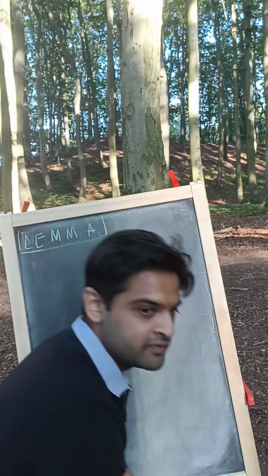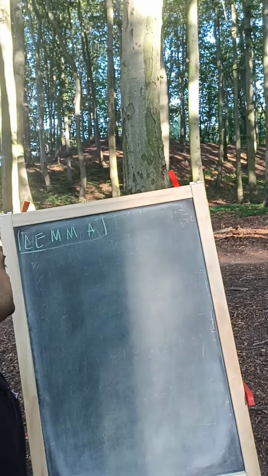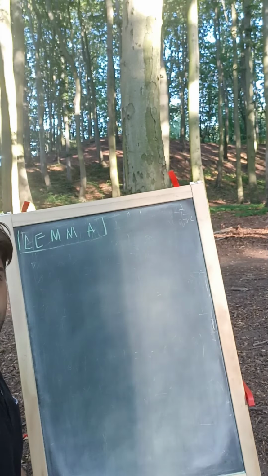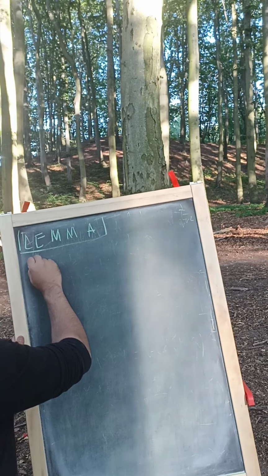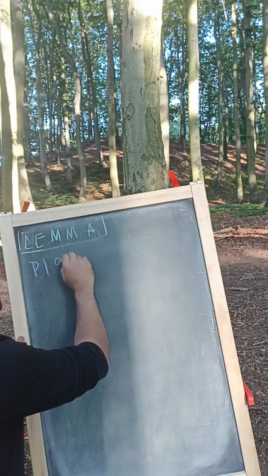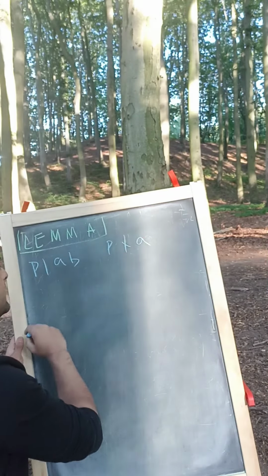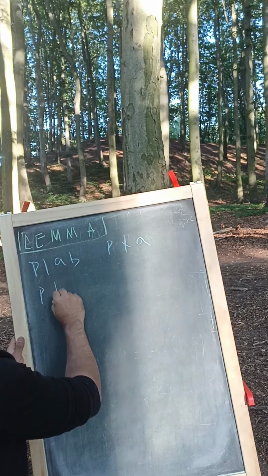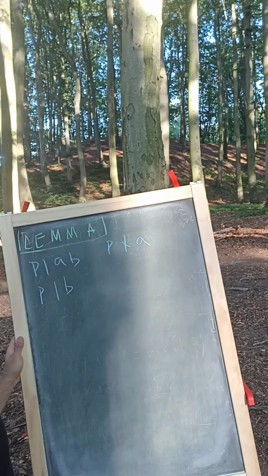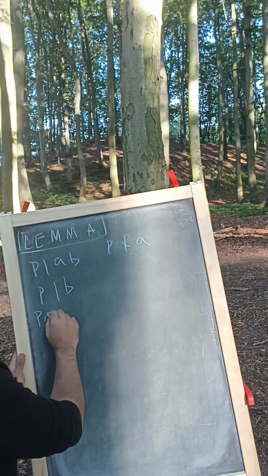So in order to prove that this is a unique representation, I will first begin by proving a lemma which states that if P divides AB and P does not divide A, then it must be the case that P divides B. And let's move on to the proof.